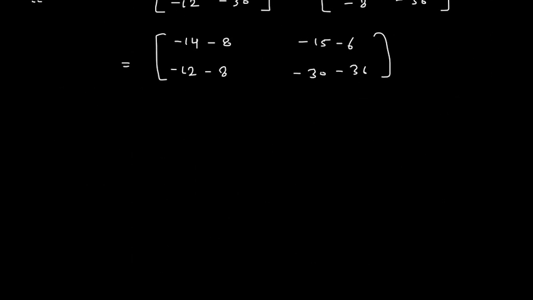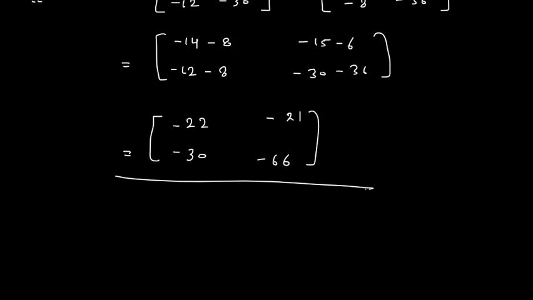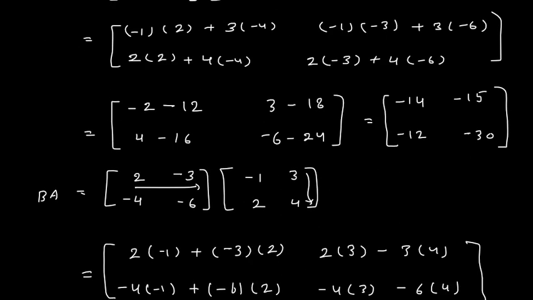So this is equals to, this is minus 22 and this is minus 21, and here this is minus 20 and this is minus 66. So this is AB plus BA. The value of AB plus BA is minus 22, minus 21, minus 30, minus 66. Yes, okay.